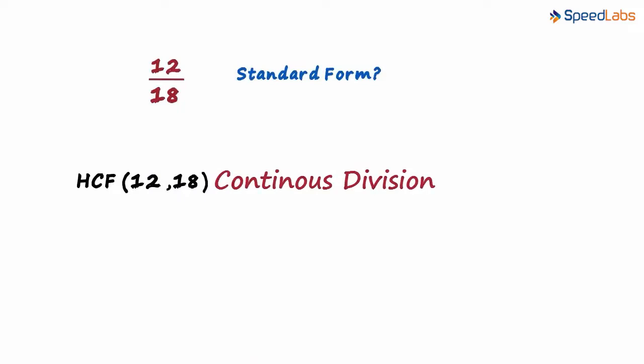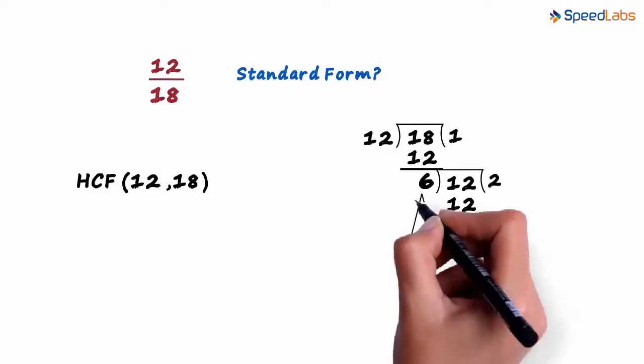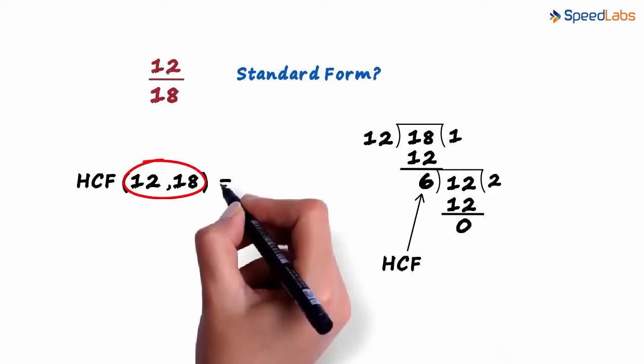This is how the process would look. We divided 18 by 12 and got the remainder as 6. Since the remainder is not 0, the remainder becomes the new divisor and the previous divisor becomes the new dividend. And dividing 12 by 6, we get the remainder as 0. So we stop here and the last divisor, which is 6, is our HCF. The HCF of 12 and 18 is 6.